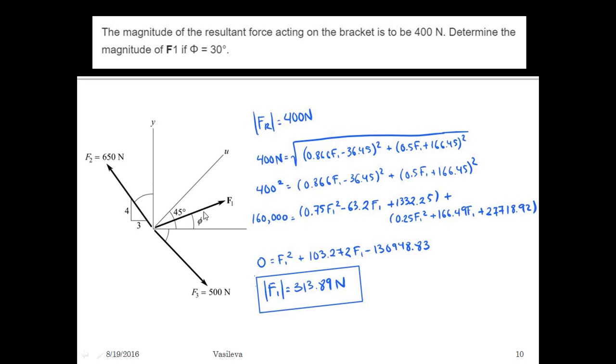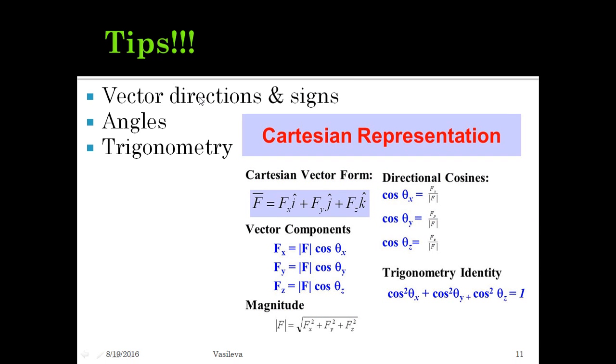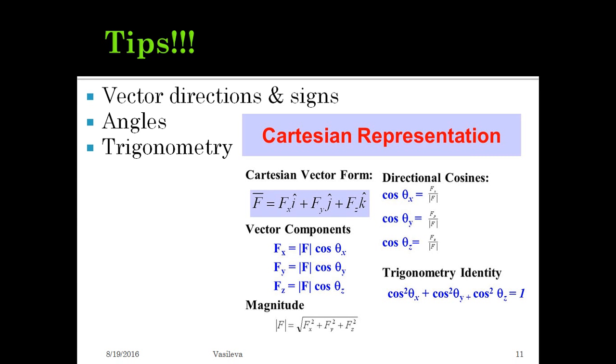This was a pretty involved problem, I would say. You need to make sure you understand the Cartesian coordinates in order to solve for one of the unknowns. And if they give you all three of the forces, you need to be able to find the resultant force. So you need to be able to go back and forth. Some tips: make sure you're paying attention to the directions and the signs of the vectors. If they're going in the negative direction and the positive direction, make sure you're using the correct angle with the correct trigonometric identity. Make sure you know your sine, cosine, tangent. And here's a little overview of the Cartesian coordinate representation.